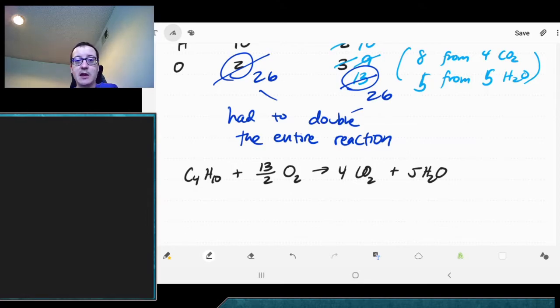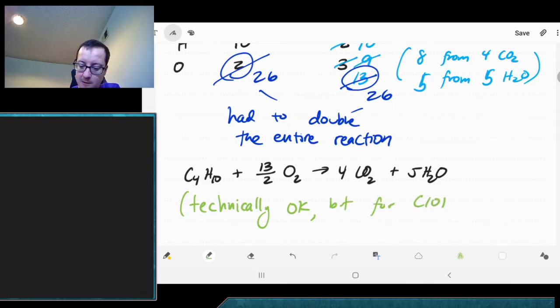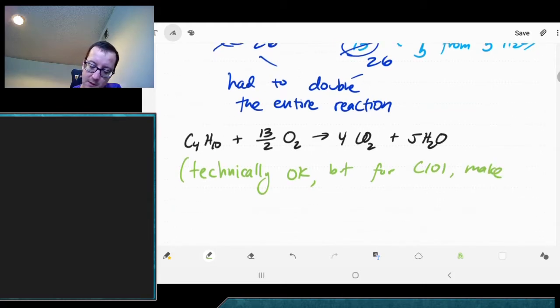However, this is a balanced reaction. They just put a 13 over 2 there. That would balance out the oxygens by having 13 halves. That's 26 over 2, which will be 13 oxygens. So you may see things like this, but we're not going to do that for this class. We want everything to be integers. This is technically okay, but for this class, make everything integers. The lowest possible integers.